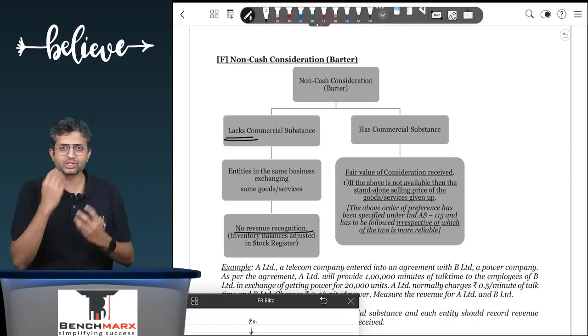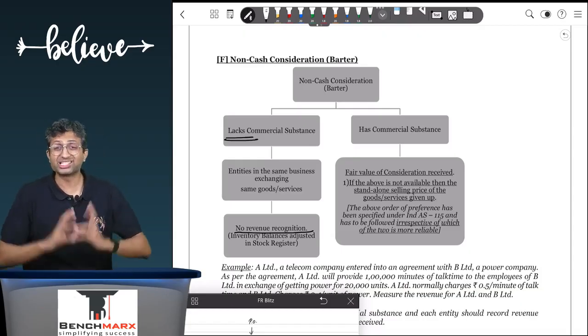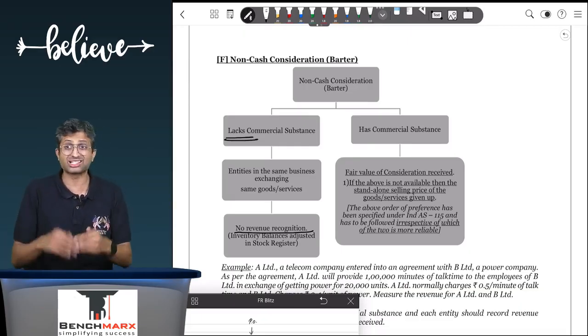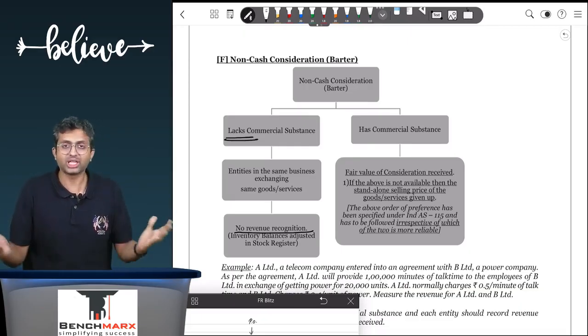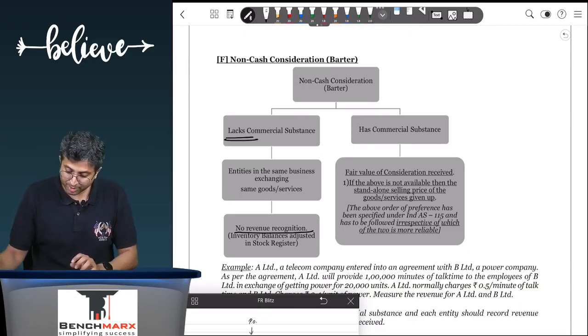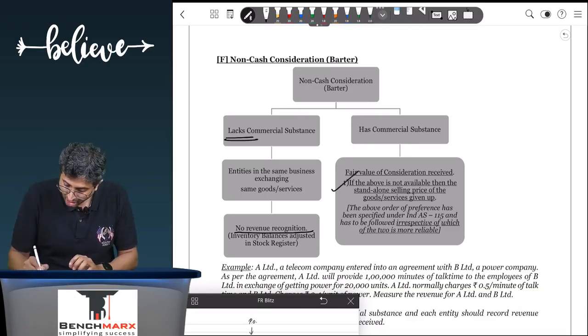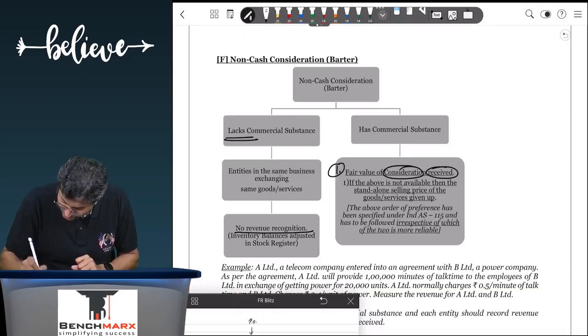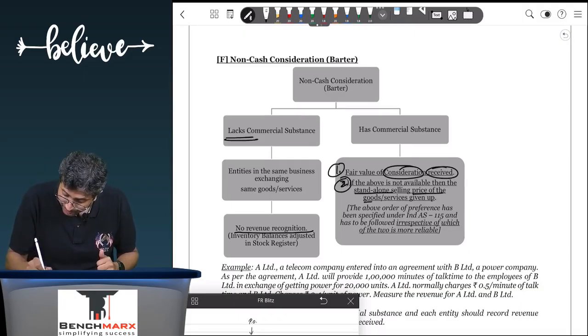You might be having certain goods which have a fair value of 500 rupees. You are selling them and getting consideration worth 600. Well, then the revenue is 600. You are selling them and getting consideration worth 400. Well, the revenue is 400. So the first preference is the fair value of the consideration received. And if that is not available, point 2: the standalone selling price of the goods given up.